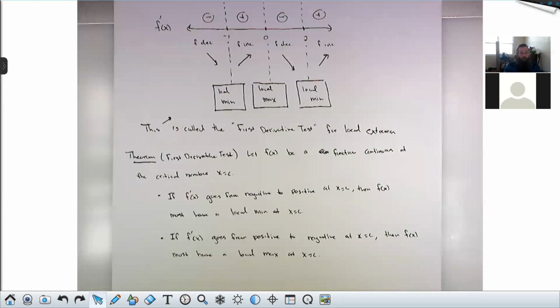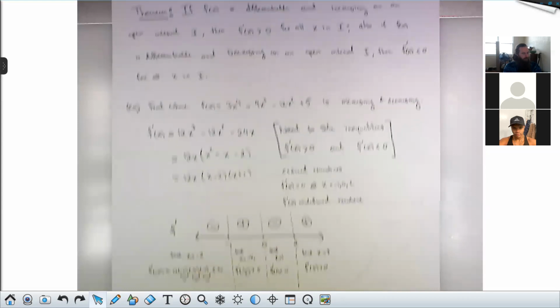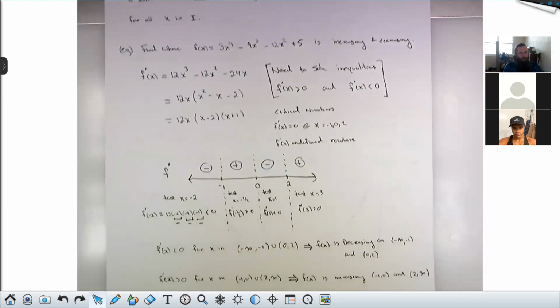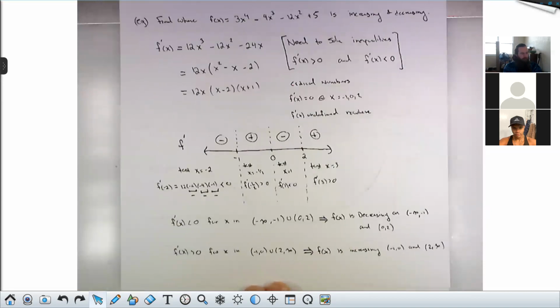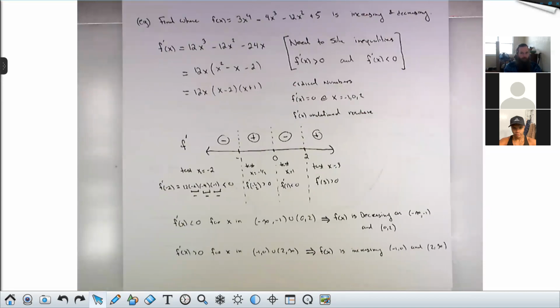Can you go back to like the previous page? Sure. Yeah, this is where we cooked up that number line. Okay, thank you. Of course.